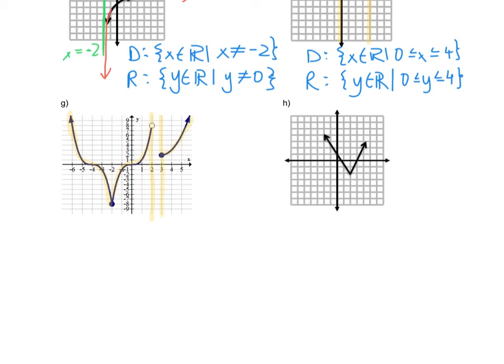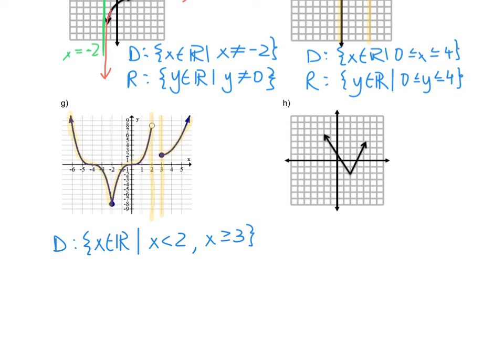So let's see how we would write that. So D for domain. X is an element of all real numbers because of those continuous curves. I don't have that double restriction, that's why I'm starting with x. I just have two separate segments. X is less than 2. Notice I did not put equal to 2 because of that open hole, comma, which just means or, x is greater than or equal to 3.